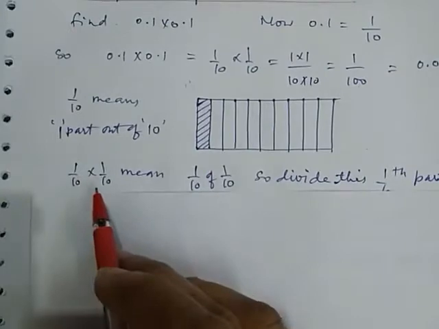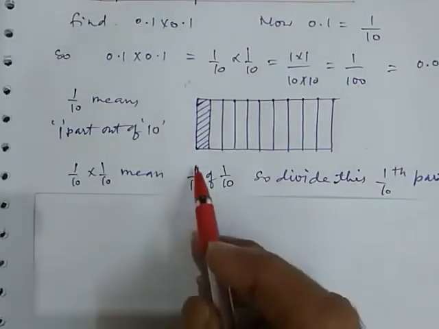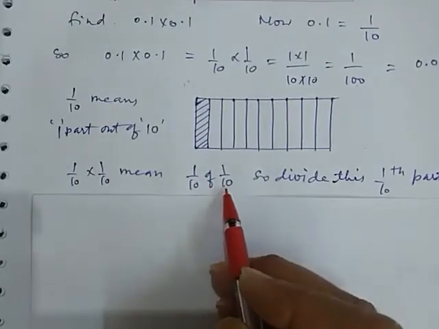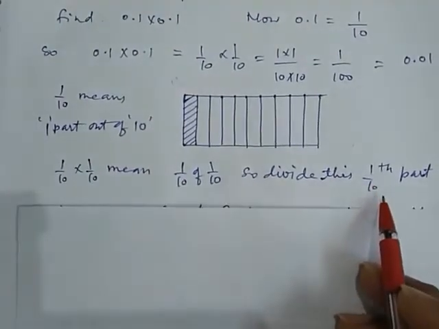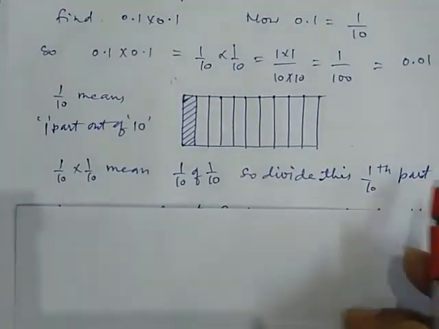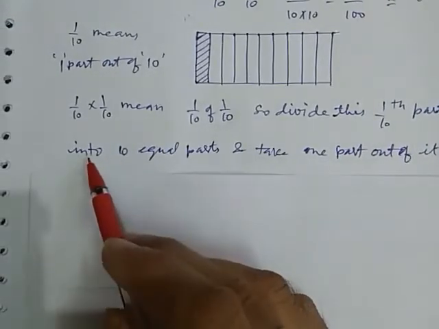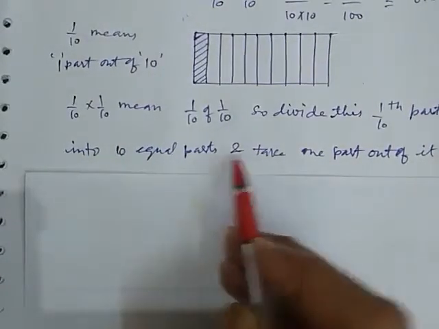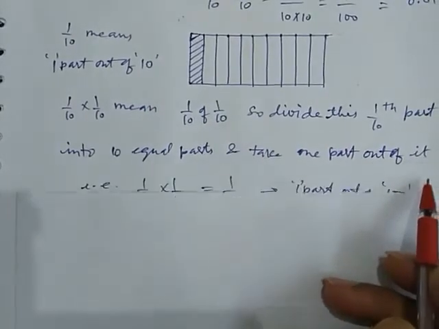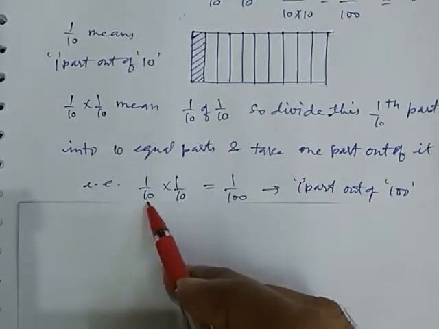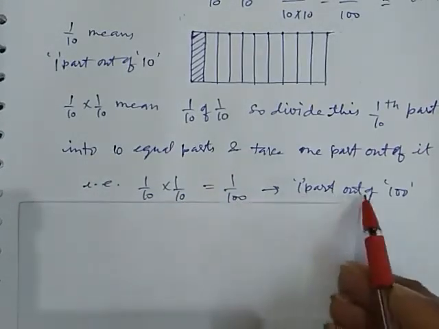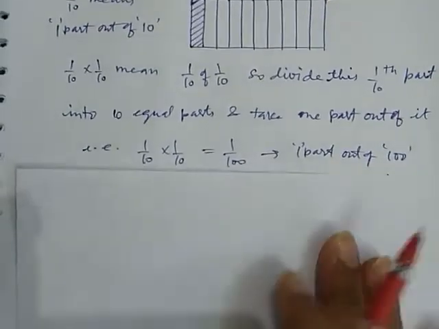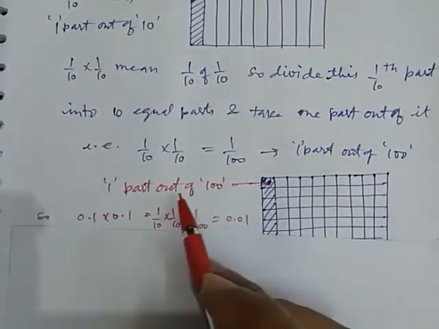And 1 by 10 into 1 by 10 means 1 by 10 of 1 by 10. 1 by 10 of 1 by 10 means we divide this 1 by 10 into 10 equal parts and take 1 part out of it. That is, 1 by 10 into 1 by 10 equals 1 by 100, 1 part out of 100. So we just make the figure and clear this.